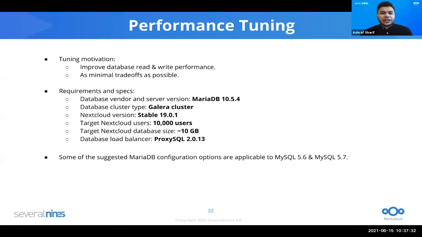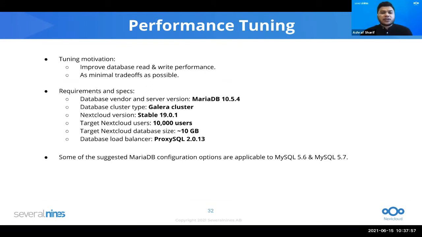Okay, first the tuning motivation here. Our motivation behind the performance tuning is to try to improve the database reads and writes with minimal trade-off as much as possible. I'll try to be more specific here by using a specific database vendor and version, with a specific Nextcloud version, 19.0.1 on the stable repository, for 10,000 Nextcloud users.